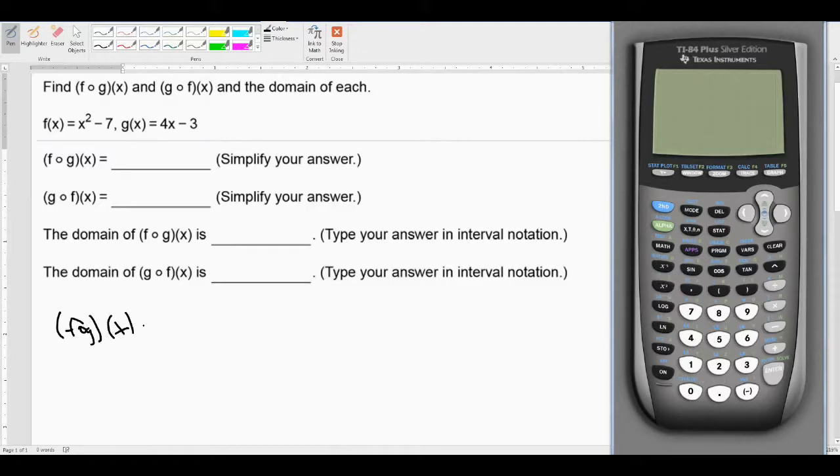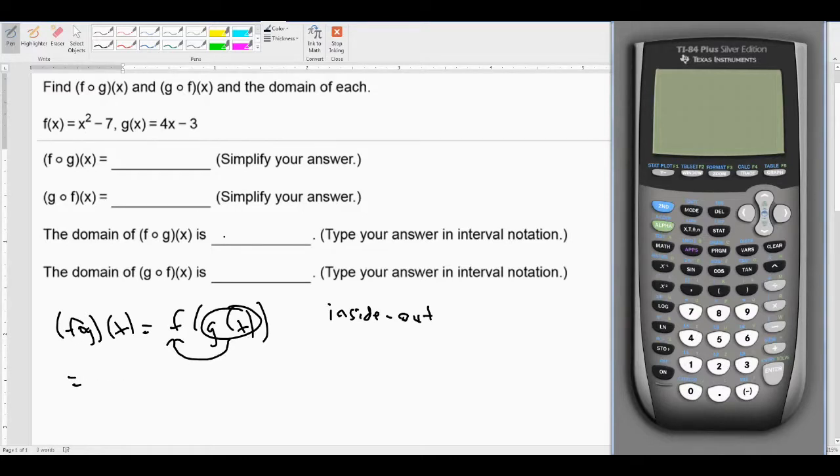What this means is you're going to rewrite it as, or think of it as, f of g of x. What that basically is, you think inside out. The inside function, which is the g of x function, is substituted into the f function, or the outside function.